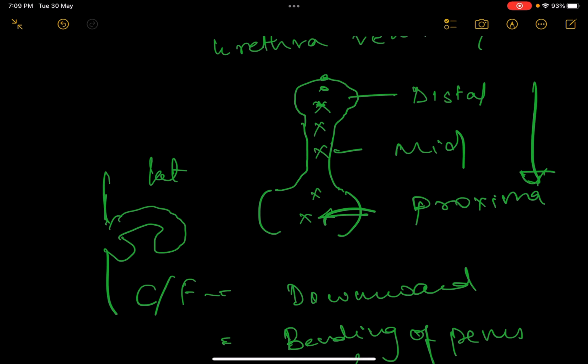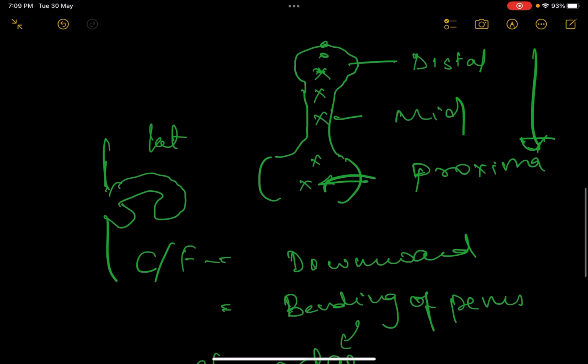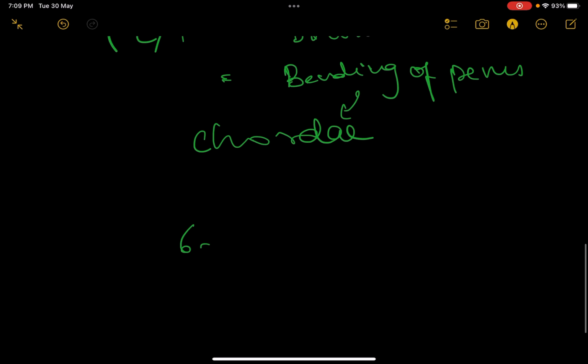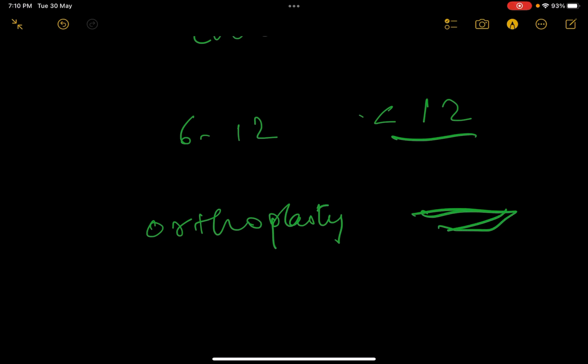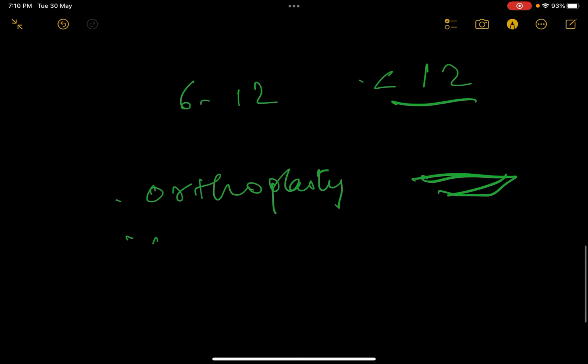So then how do you treat a hypospadias? The treatment of hypospadias, you want to begin it between 6 to 12 months of age, and you want to definitely do it before 12 months of age. What we need to do is first do something called an orthoplasty. Orthoplasty is where you remove this fibrosis and you straighten the penis. Then you do a urethroplasty, so that the urethra does not open here, but actually opens at its anatomical site at the glans penis.